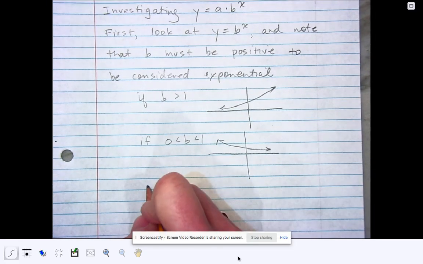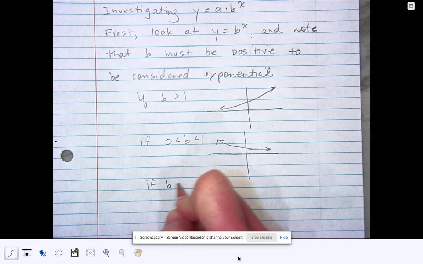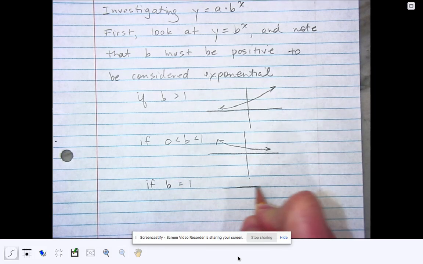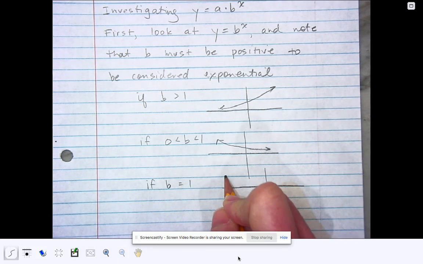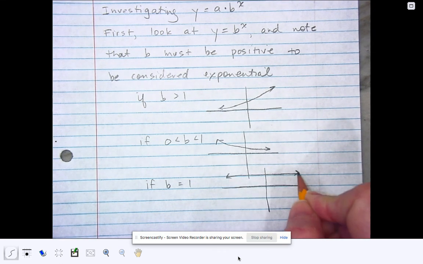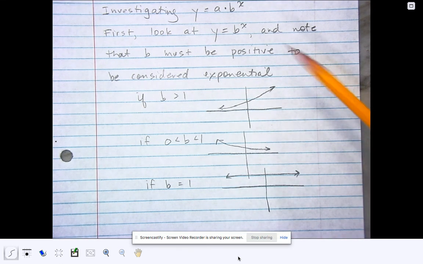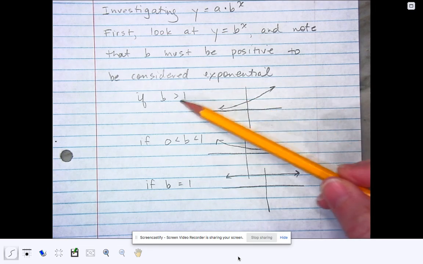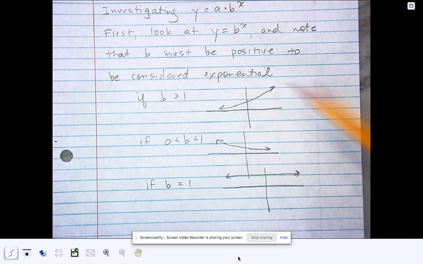And if b was equal to 1, then our graph just went straight across, so the multiplier is just 1 each time. So if we start with a positive a value right here, multiplying by more than 1 is going to make it grow. Something between 0 and 1 is going to make it decay. And just 1 would make it straight across.